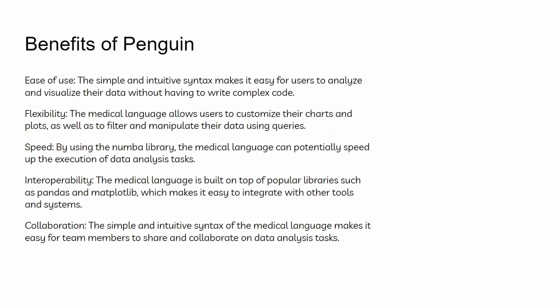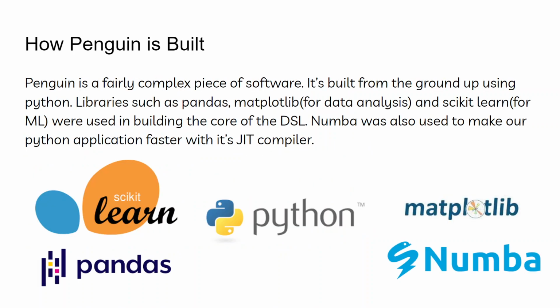And another one would be interoperability. Penguin is built on top of existing popular libraries used in the Python ecosystem, which makes it easier to integrate with other tools and systems in the Python ecosystem. So it's really interoperable. It's also really good for collaboration. Penguin allows others to easily recognize and understand their code, and also for you to write really understandable code, which can help the pace of development in your team.